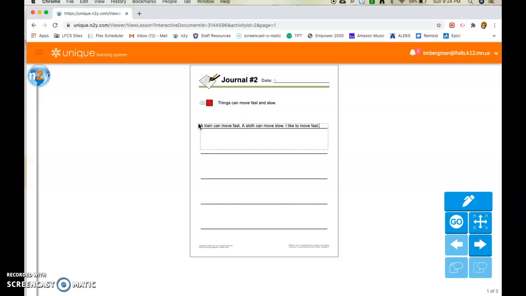You can fill this whole thing up. You can list a train can move fast, and a car can move fast, and a boat can move fast, right? Something that can move slow: a canoe can move slow. My son can move slow when he doesn't want to get ready in the morning. Lots and lots of different ideas. So feel free to write more, and we will be expanding our journals as we go.